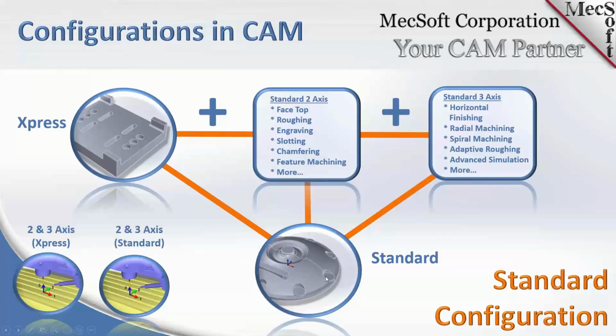So in this standard configuration, you start with the Express that we just talked about, and then we're going to add the standard configuration, which has standard 2-axis operations such as face top, roughing. Now this is in addition to the Express that we just talked about. So the additional operation types, some examples: face top, 2-axis roughing, engraving, slotting, chamfering, and you also get an introduction to the feature machining capability in the product. And obviously there are more operations and capabilities.